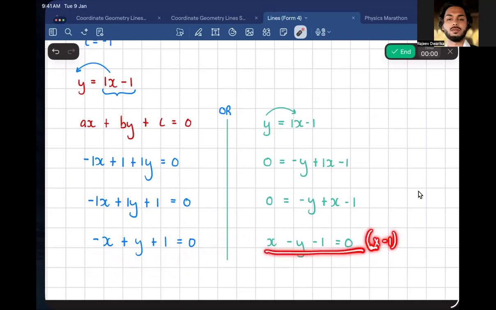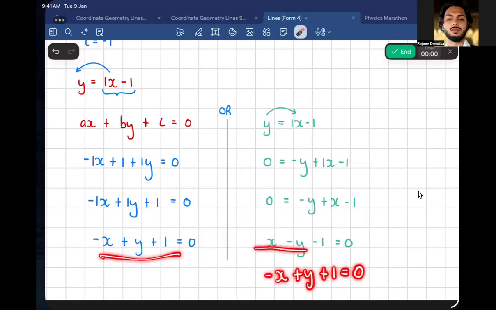If I were to multiply this by minus 1, watch, that x is going to turn to minus x, and negative y is going to turn to plus y. And negative 1 is going to turn to plus 1, and 0 by minus 1 is 0. So these answers are technically the same. And if you write the answers in either form, you were supposed to get full marks, and you will. You will, right?